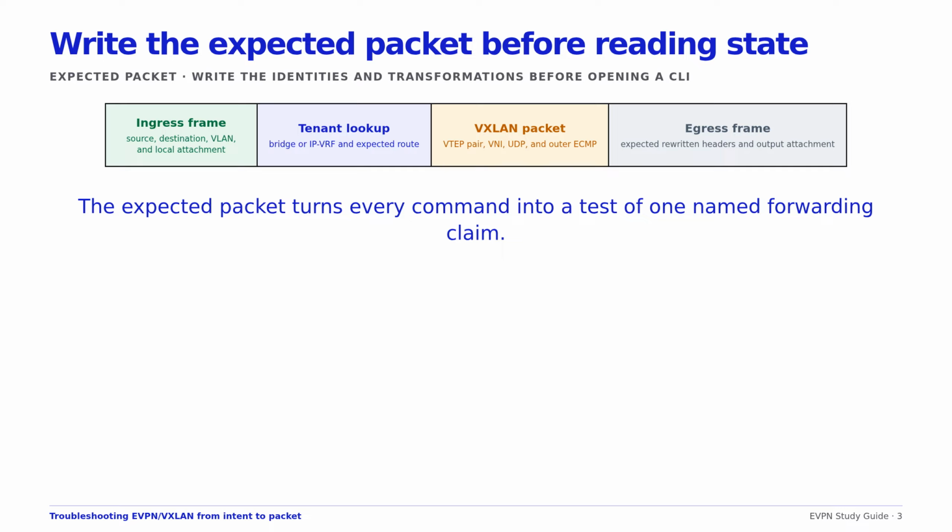Without it, an engineer may find a healthy route for another tenant or inspect the wrong VNI and mistake data volume for evidence. Freeze the packet walk before making any configuration change.